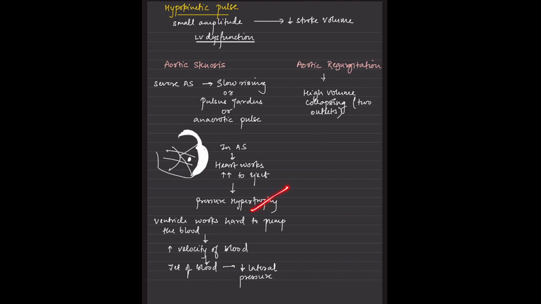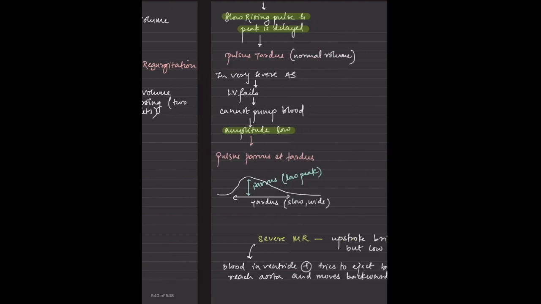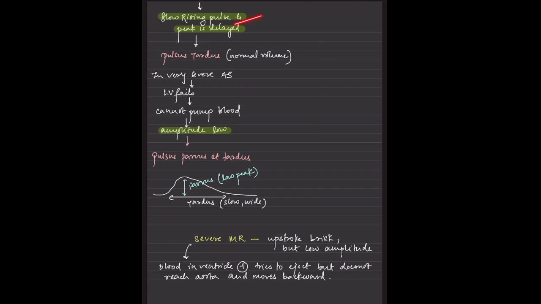So there is a pressure hypertrophy. The ventricle works hard to pump the blood against the stenotic valve, and there is an increase in the velocity of the blood. The jet of the blood shows Bernoulli's phenomenon: the pressure has been raised and the lateral pressure has decreased. Whenever there is an increase in velocity of the blood jet, there is a decrease in the lateral pressure. So that gives us a slow rising pulse and the peak is delayed. That is pulsus tardus.